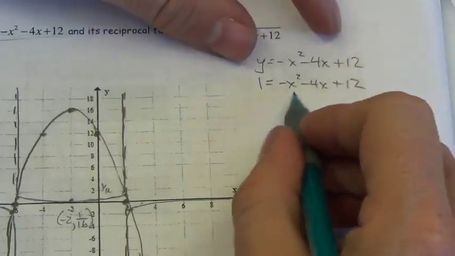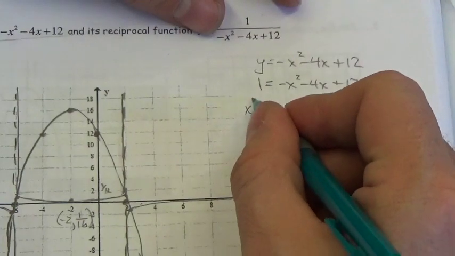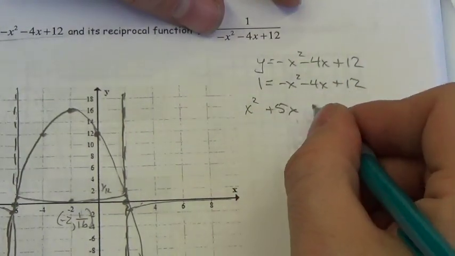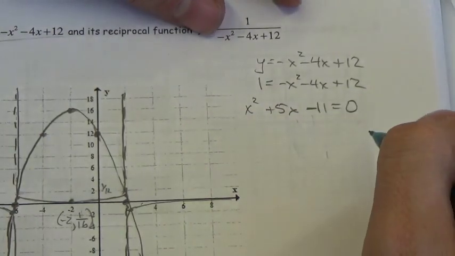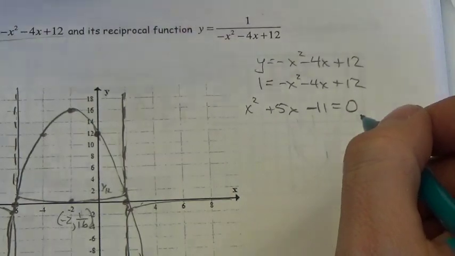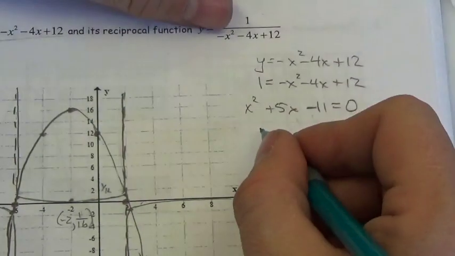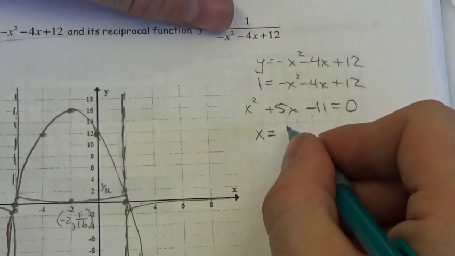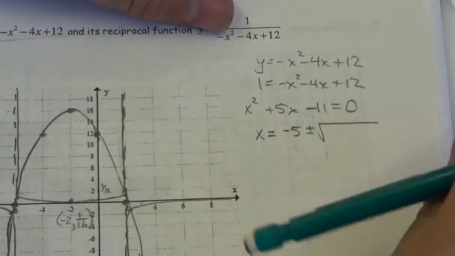And because the x squared is negative, I'm going to bring everything over to the left-hand side. So it'll be x squared plus 5x, subtract 12, minus 11 is equal to 0. Well, the factors of 11 are 11 and 1. Those aren't going to combine to get you 5. So I'm going to have to use the quadratic formula to figure out what that x coordinate is supposed to be.